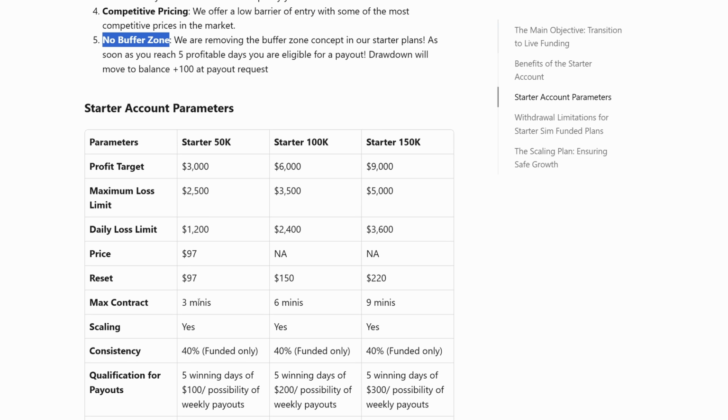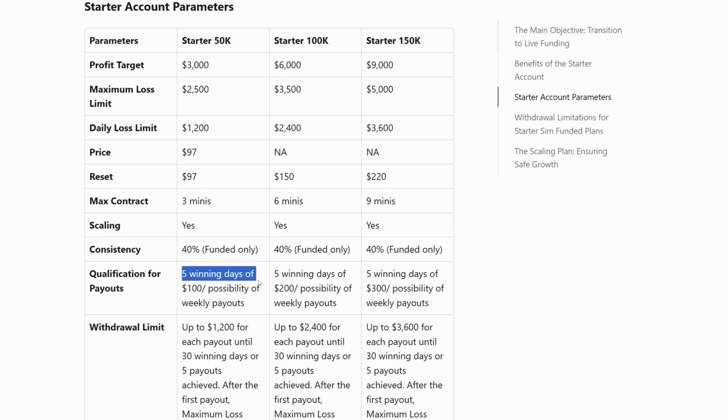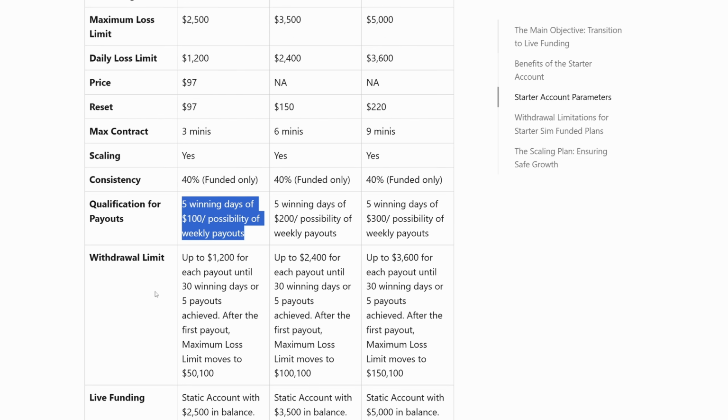Now, we can only trade a max of 3 minis or 30 micros. There is a consistency rule of 40%, which really isn't that bad. If you're thinking about taking a payout after $1,000, then just don't let any one day be greater than $400. If you're going to wait till $2,000 to request a payout, don't let any one day be greater than $800. And you see right here, 5 winning days of $100 or more, possible weekly payouts.